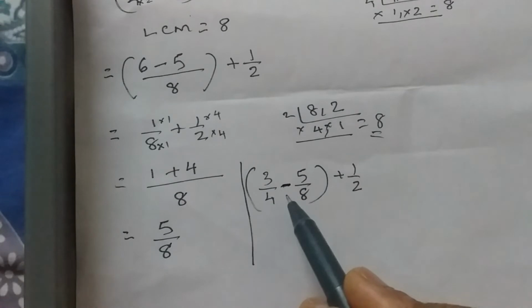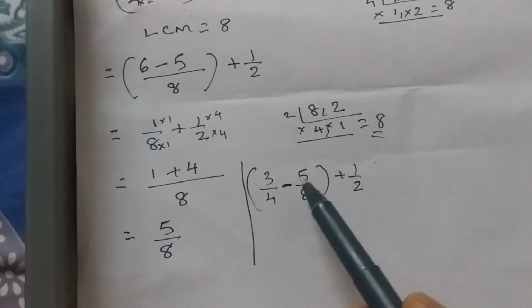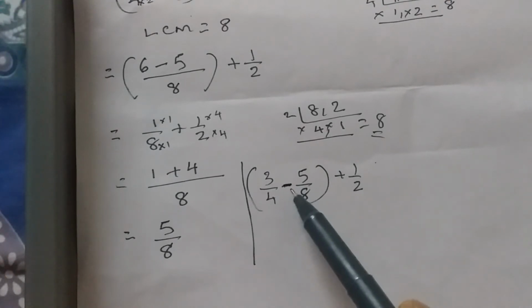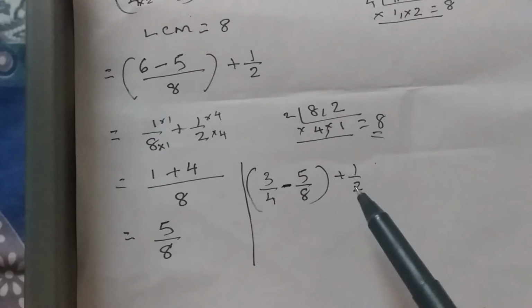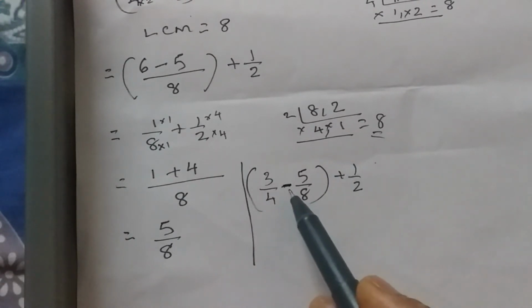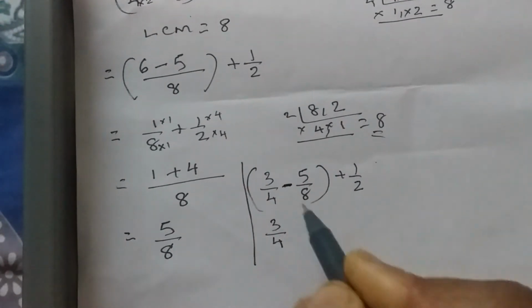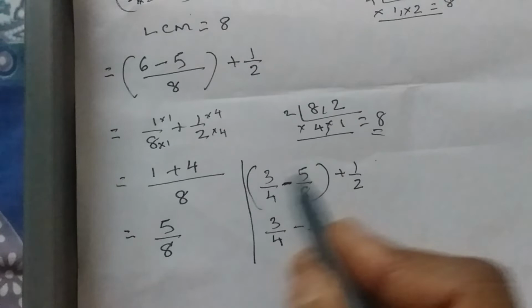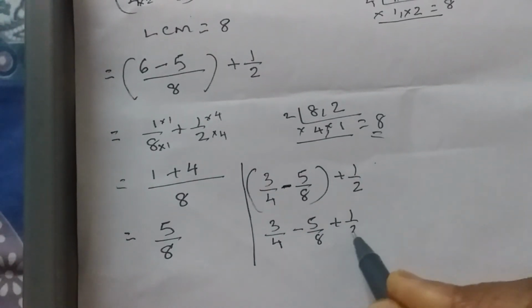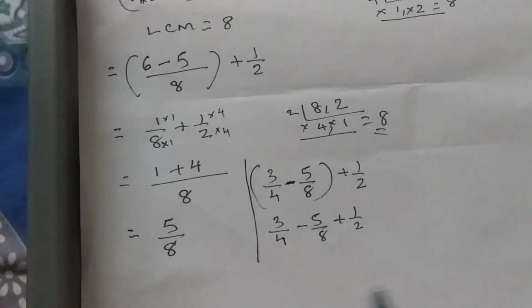When you have only addition and subtraction, we can do the operations from left to right. That means the first operation can be done first and the second operation second. Operation means addition, subtraction, multiplication, division. So when you have only plus and minus, it can be written like this also. There is one more way of doing it. 3 by 4 minus 5 by 8. Just remove the bracket without simplifying this. Plus 1 by 2. It can be taken like this when there is only addition and subtraction together.